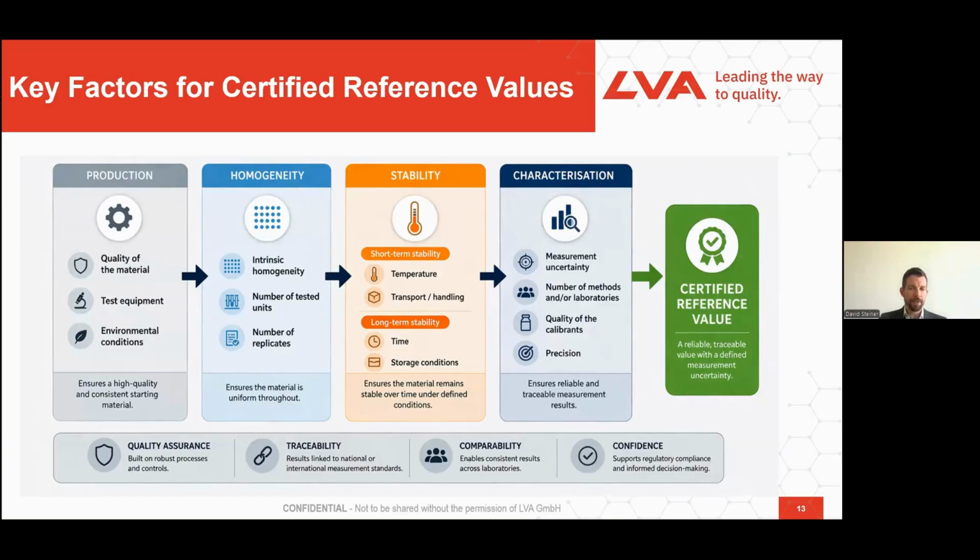And this uncertainty reflects the influence of different steps throughout the entire production until the final characterization. Starting with the production, the quality of the raw material plays a very crucial role, especially its purity. But there are also influencing factors coming from the testing equipment or environmental factors. Another important factor is homogeneity. A material needs to be sufficiently homogeneous to ensure that each unit represents the same value. This is typically easier to achieve for liquid standards than for matrix-based materials.